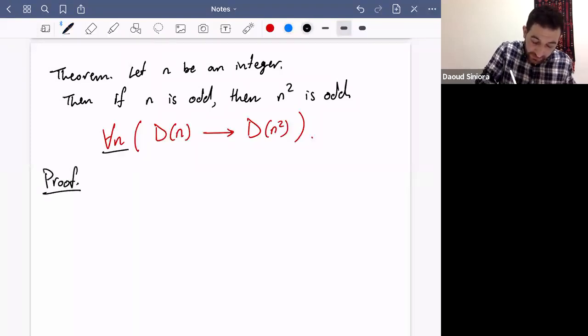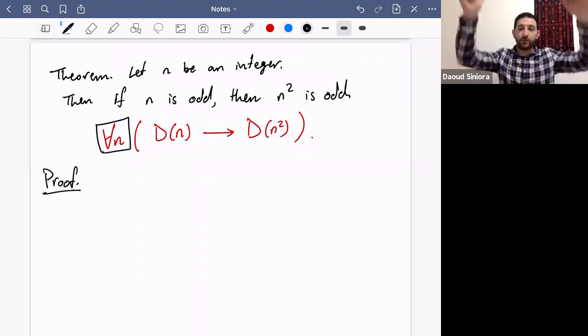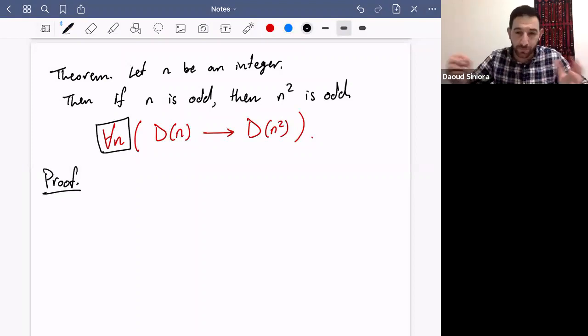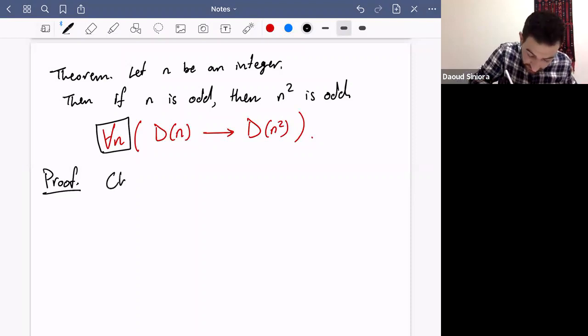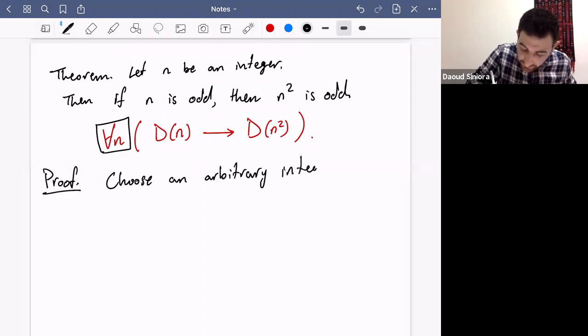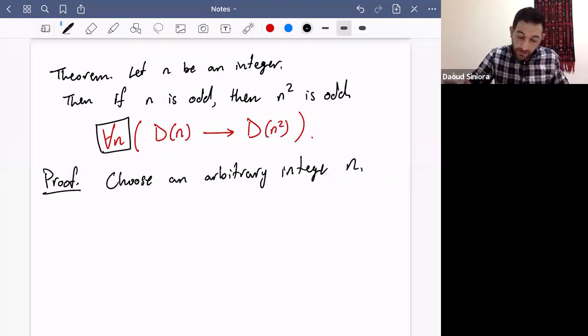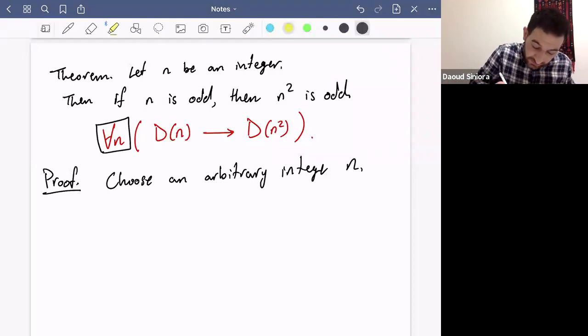Now we start by taking care of the universal quantifier. We want to show for every n some property holds. So how do we take care of the universal quantifier? By choosing an arbitrary element in the domain. Our domain here is the domain of integers. So choose an arbitrary integer n. And now we need to prove that this conditional statement holds for n.